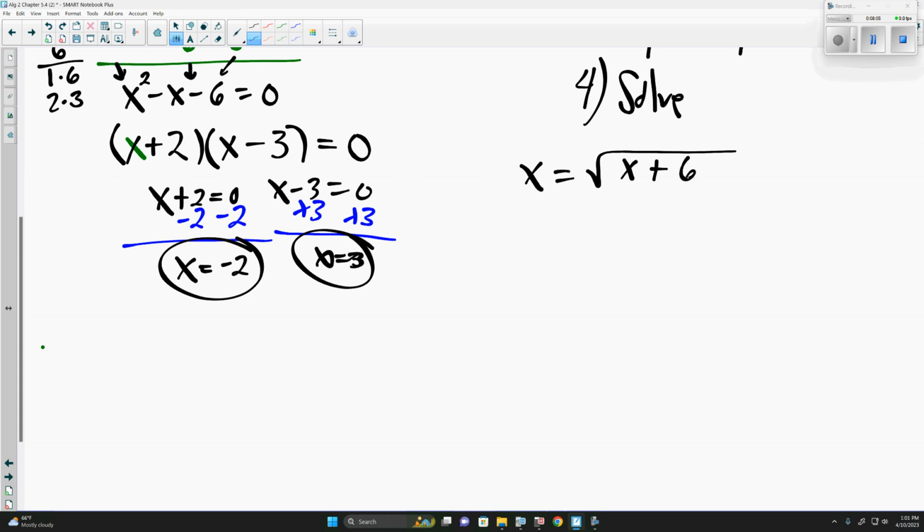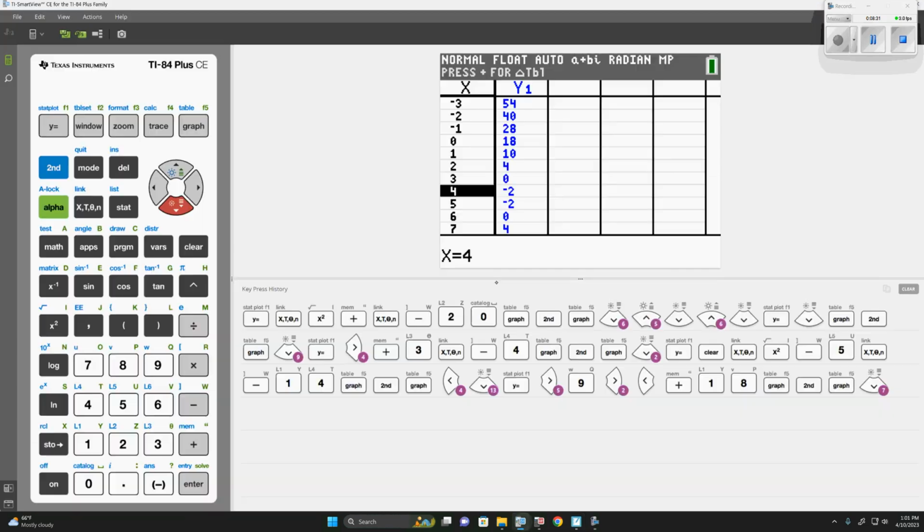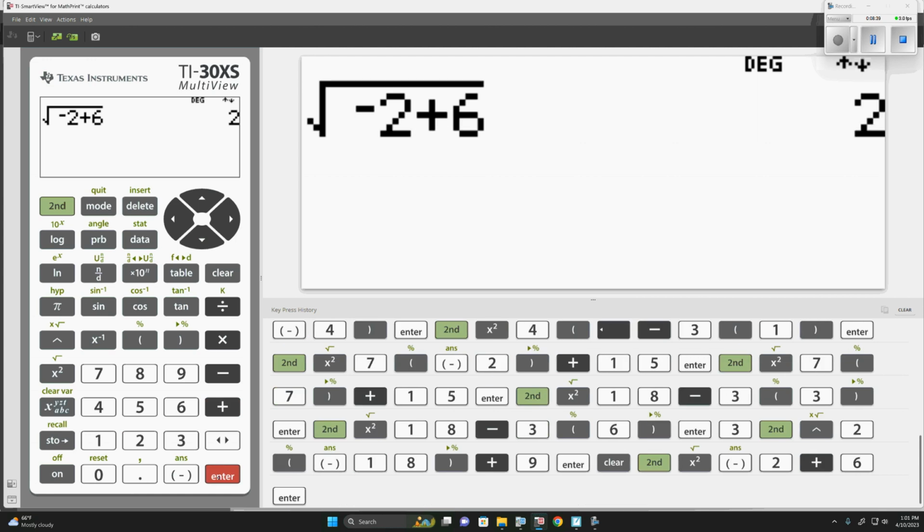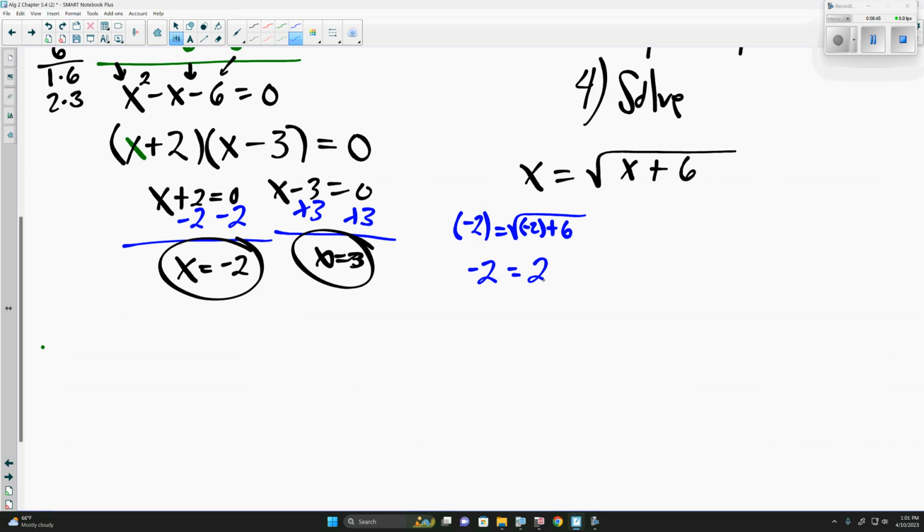Now, whenever we have a variable outside the radical when solving, we definitely need to check these. So the first one we can check is negative 2. We're saying negative 2 is equal to the square root of negative 2 plus 6. On the left-hand side, we just have negative 2. The other side, we could plug into a calculator: the square root of negative 2 plus 6 is 2. Now, is negative 2 equal to 2?